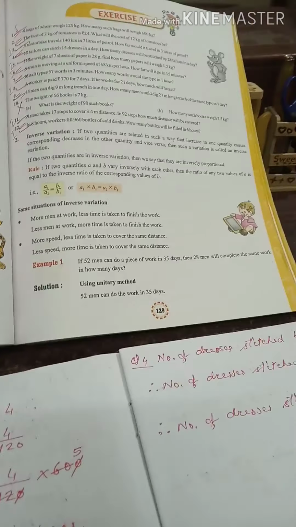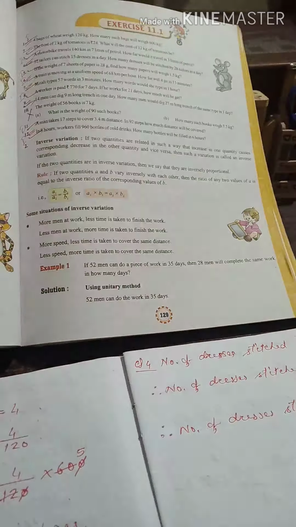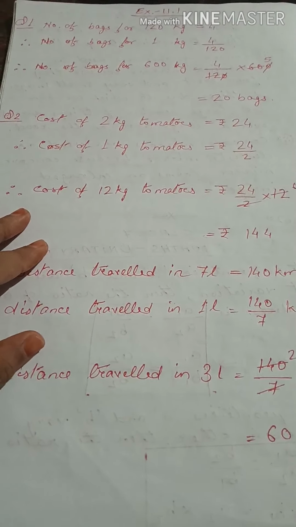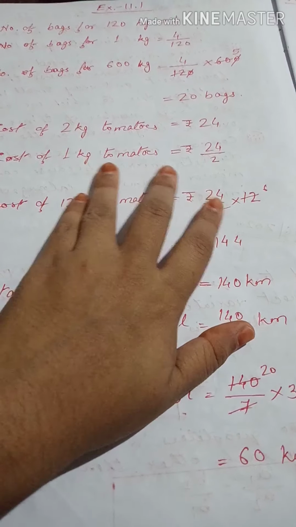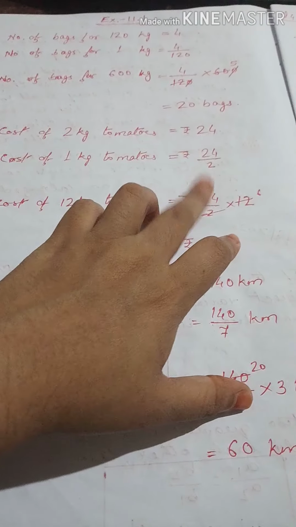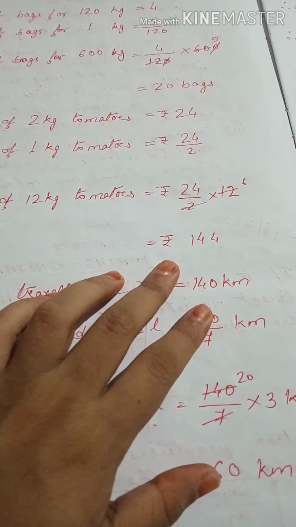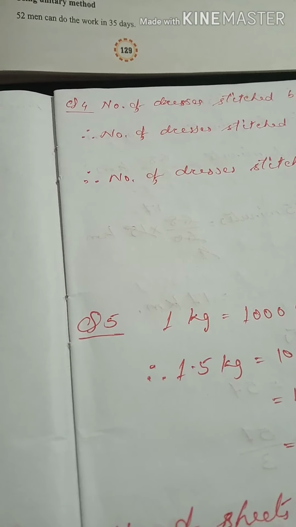Next is question number 2. The cost of 2 kg of tomatoes is 24. What will be the cost of 12 kg of tomatoes? Here again, same thing, you will apply the unitary method. Cost of 2 kg tomatoes is 24. Therefore, cost of 1 kg tomatoes is 24 by 2. Therefore, cost of 12 kg tomatoes is 24 by 2 into 12. After cancellation, the answer comes to be rupees 144. Similarly, you have question number 3 also. Questions 3 and 4 are almost the same.